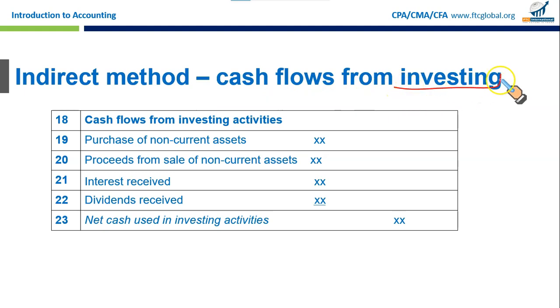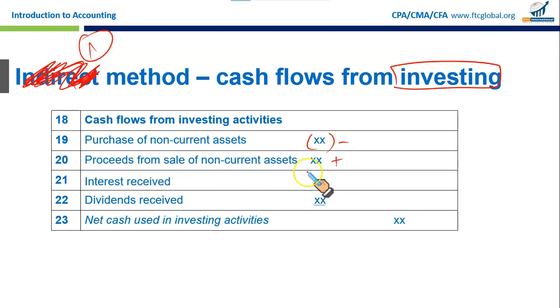Then cash flow from investing activities, and it has no direct or indirect. There is only one method, cash flow from investing activities. You take in all the cash paid to acquire non-current assets, outflow, proceed from sale of non-current assets, inflow, any interest received, inflow. You may report this interest received in operating also. Any dividend received, inflow, and this would be the net cash used in investing activities or net cash flow from investing. It could be either a positive or a negative. So these are all related to investing activities.